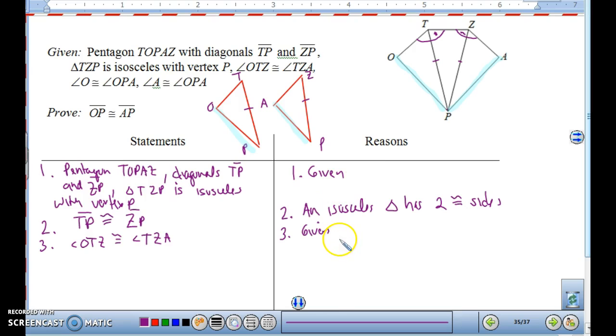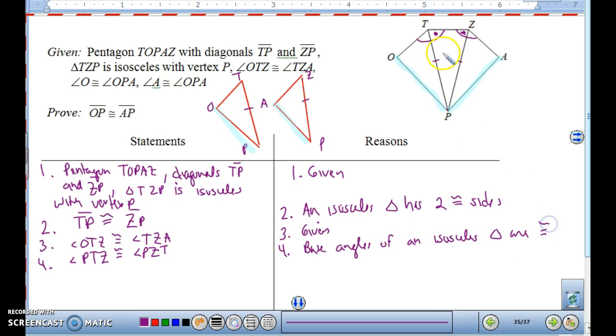Well, are they congruent? Well, remember, what was this again? This is an isosceles triangle. So what kind of angles are these two angles right here? They're base angles, and therefore they're congruent. So we can say angle PTZ is congruent to angle PZT, because base angles of an isosceles triangle are congruent. These two sides are congruent, so those two angles are congruent.